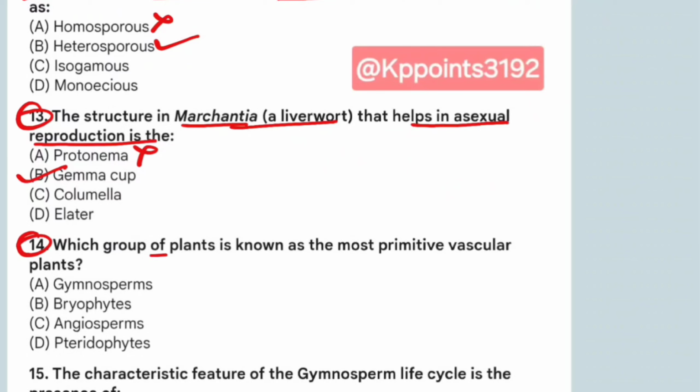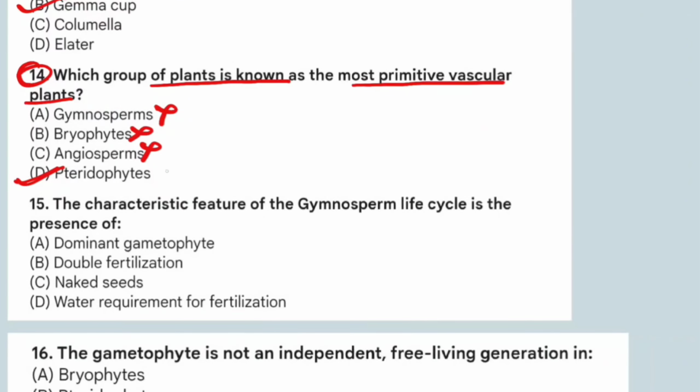Next is 14. Which group of plants is known as the most primitive vascular plants? Gymnosperms? No. Bryophytes? No. Angiosperms? No. Pteridophytes? Yes. Because vascular tissue first developed in pteridophytes. Question number 15. The characteristic feature of the gymnosperm life cycle is the presence of a dominant gametophyte? No. Double fertilization? No. Naked seed? Yes.